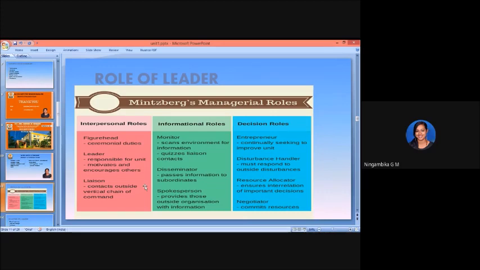So this is a very important question. I am repeatedly telling you the 10 roles of a leader: under interpersonal there are 3 roles, informational 3 roles, and under decision roles there are 4 roles. So this is all about the roles of a leader.